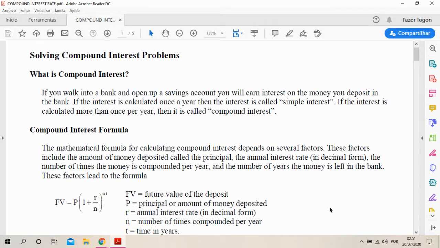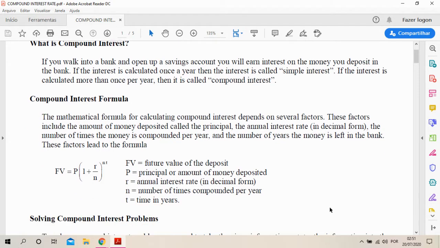Solving compound interest problems. What is compound interest? If you walk into a bank and open up a savings account, you will earn interest on the money you deposit in the bank. If the interest is calculated once a year, then the interest is called simple interest. If the interest is calculated more than once per year, it is then called compound interest.